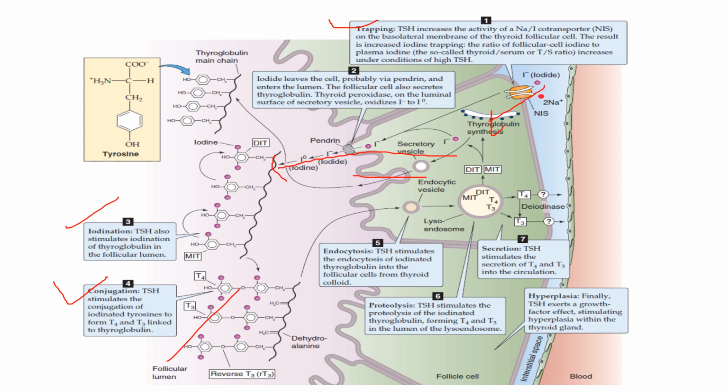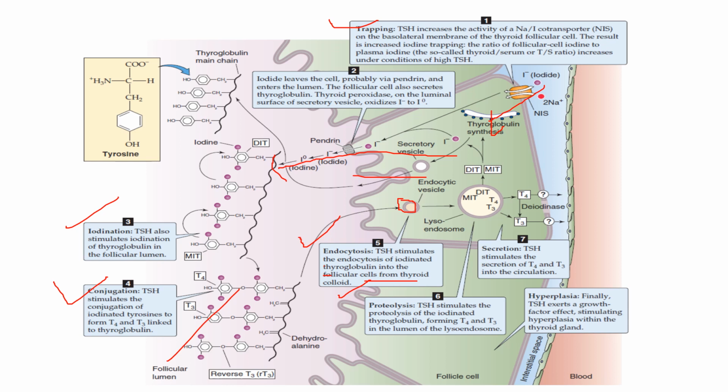Now the fifth stage is the endocytosis. This step is also stimulated by TSH. TSH stimulates the endocytosis of iodinated thyroglobulin into the follicular cells of thyroid colloid. So these are the vesicles. Now step number 6 is proteolysis. TSH stimulates the proteolysis of iodinated thyroglobulin, forming the T4 and T3.